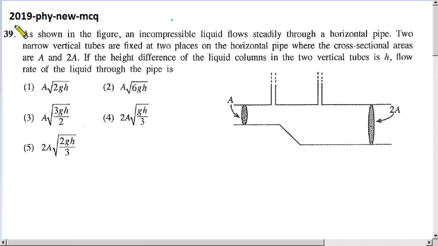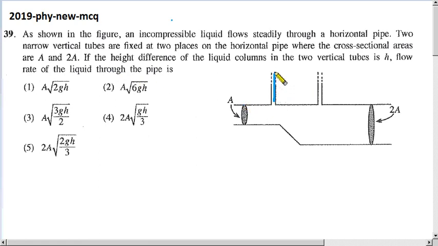Children, today I am going to discuss question number 39 of MCQ part of 2019 Physics new syllabus paper. As shown in the figure, an incompressible liquid flows steadily through a horizontal pipe. This one is the horizontal pipe. Two narrow vertical tubes are fixed at two places on the horizontal pipe where the cross-sectional areas are capital A and capital 2 times A.